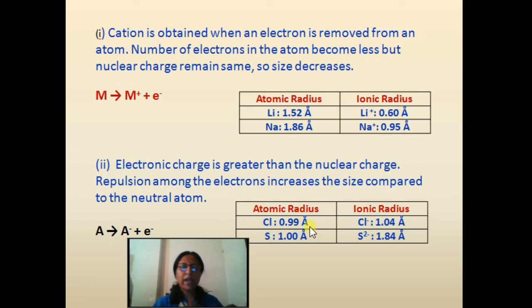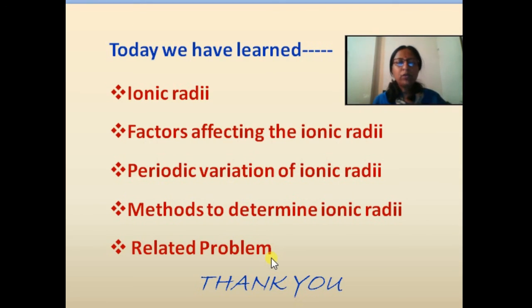And if we take the example of sulfur and sulfide, you can see in sulfur the atomic radius is 1.00 angstrom, whereas in case of S2 minus the ionic radius value is 1.84 angstrom. So this is much greater than what we had in case of neutral sulfur. So we can say from these values that when a cation is formed, the radius decreases, and when an anion is formed, the radius increases. You will be able to answer the questions related to these topics.